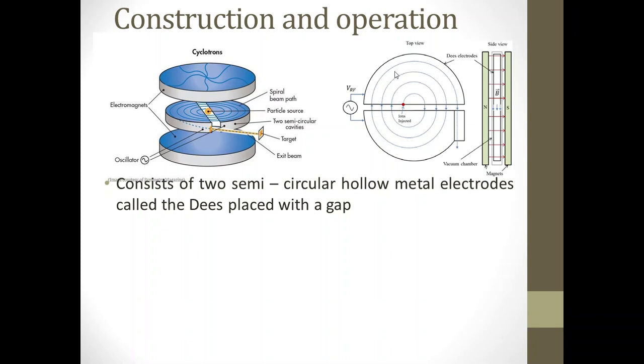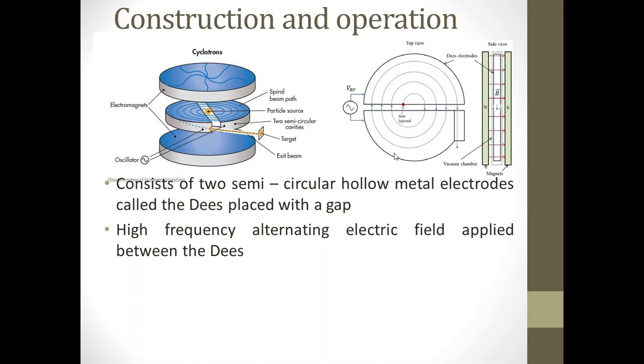So if you see the top view, it looks something like this. The source of the particle is somewhere near the center of the D, and between the two, an oscillating electric field is applied. So the particle moves within these in spiral paths. And the whole assembly is kept inside an evacuated chamber.